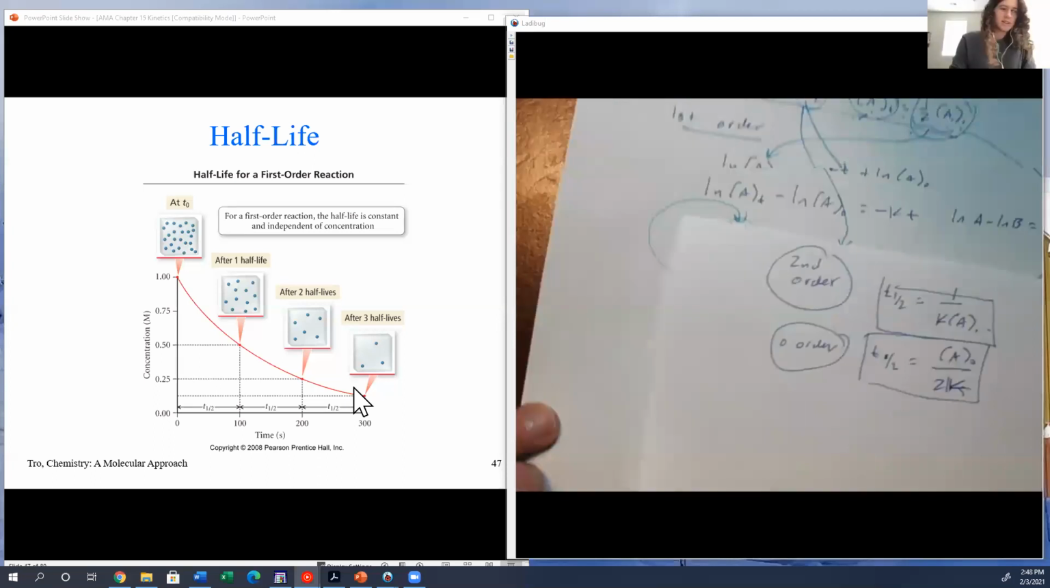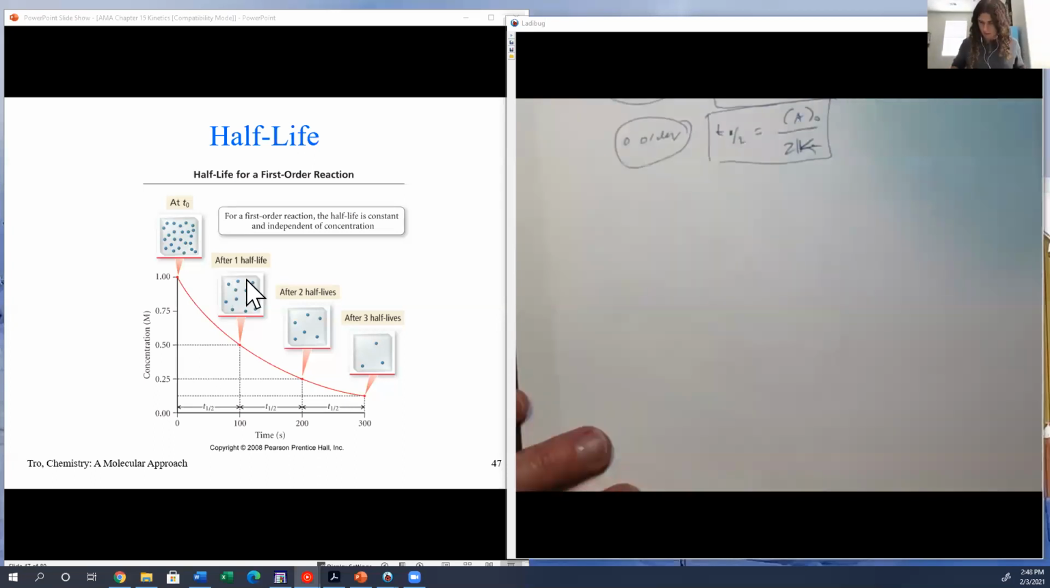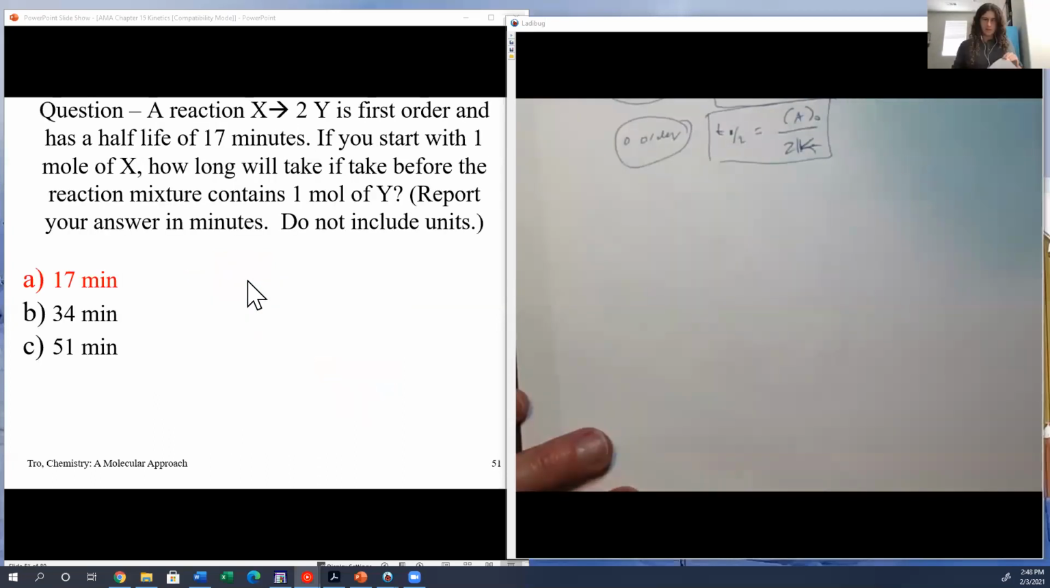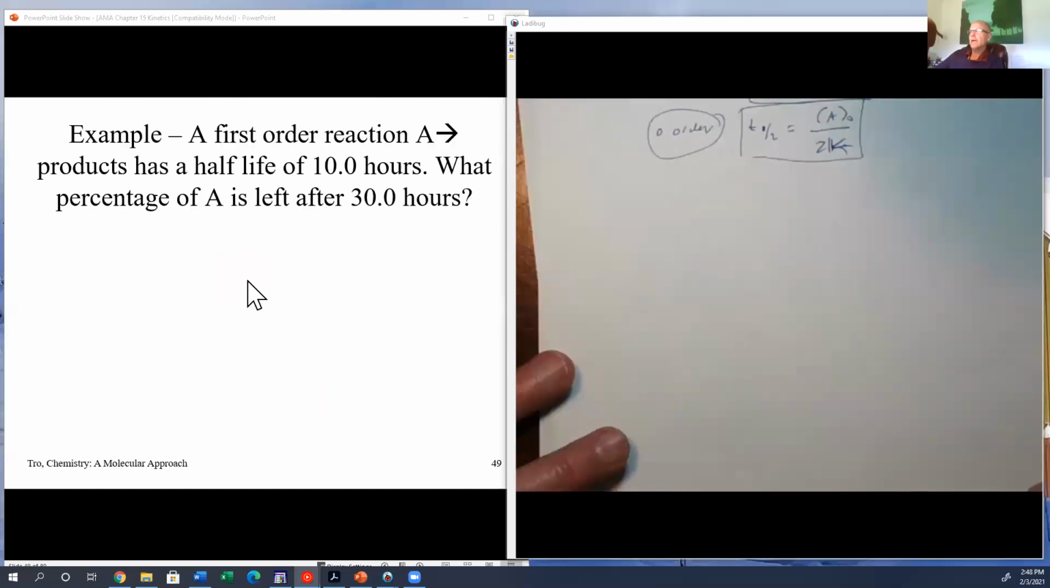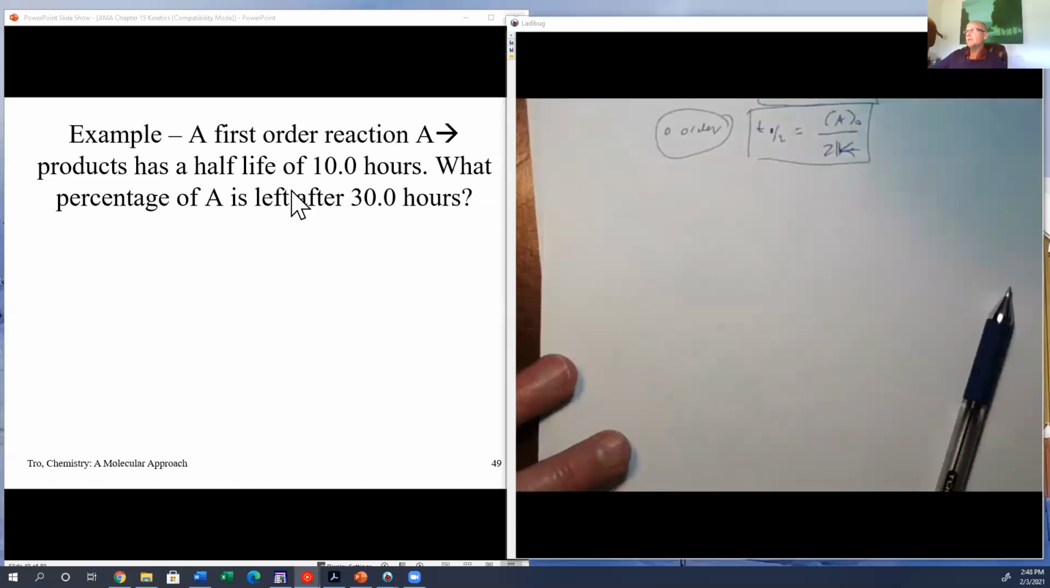Let's do a quick example using half-life. A first order reaction, A goes to product, has a half-life of 10 hours. What percentage of A is left after 30 hours? And look at that, can you believe it? I'm going to actually launch a poll and it's going to be numbered correctly.